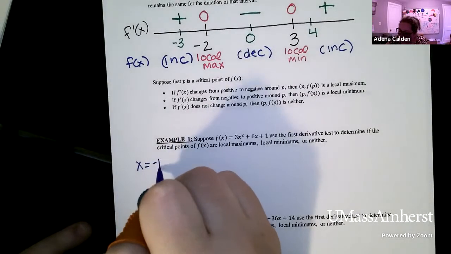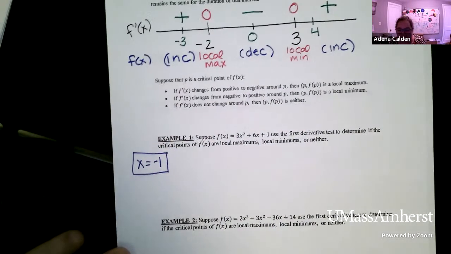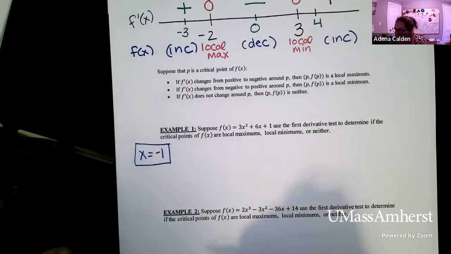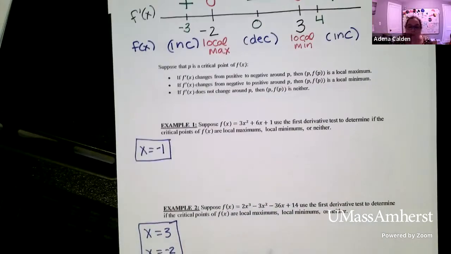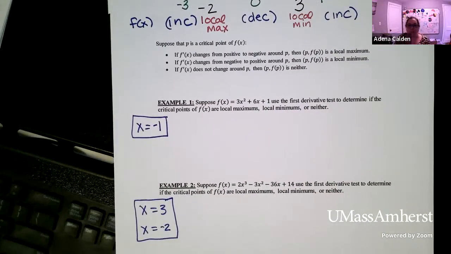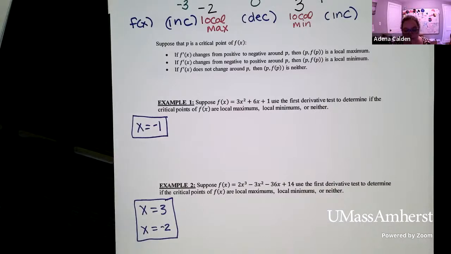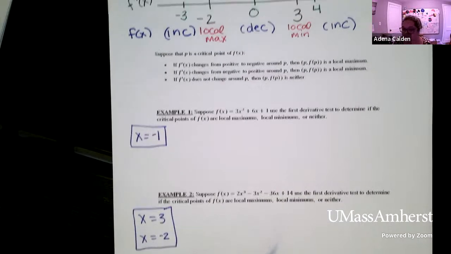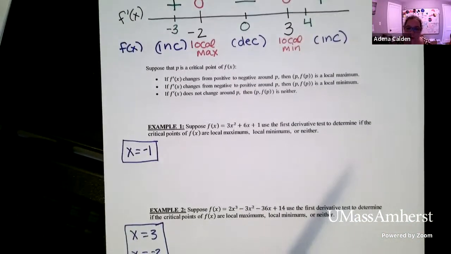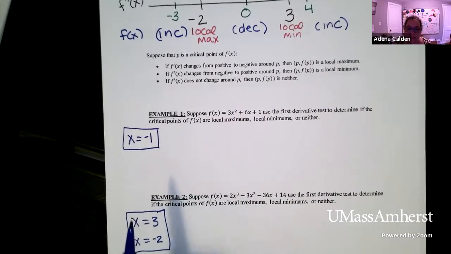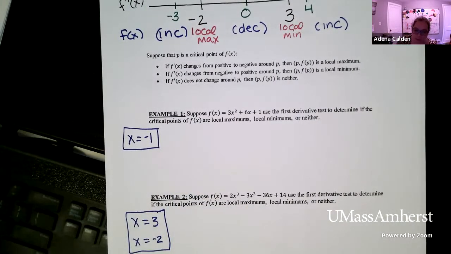For this one, we'd found that x equals -1. That's the critical point we're interested in. And for this one, 2x cubed minus 3x squared minus 36x plus 14, we had found that the critical points were x equals 3 and x equals -2. For both of these, I would like you to find the first derivative of the function and then set up a number line like we did here to determine the sign of the derivative on the intervals that are created by putting the critical points on that number line.